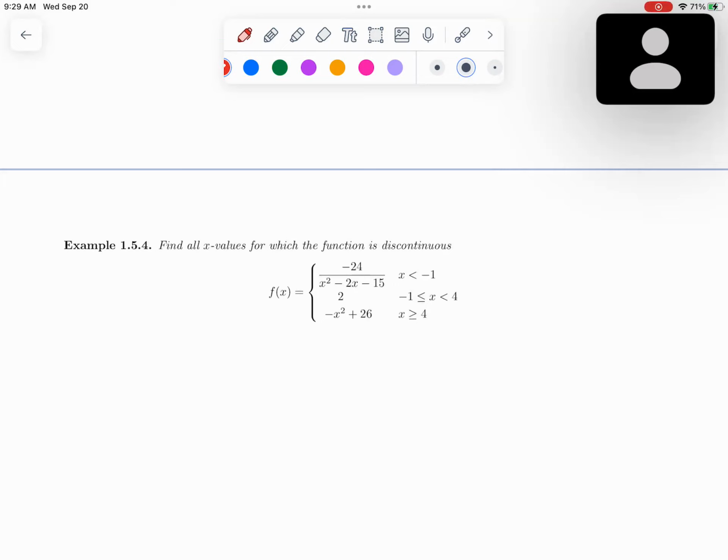This is a very, very good example of trying to prove continuity or find places of discontinuity of a piecewise function. So be on the lookout for that. I'm going to try and record that later today or tomorrow. Just need to make sure I remind myself.